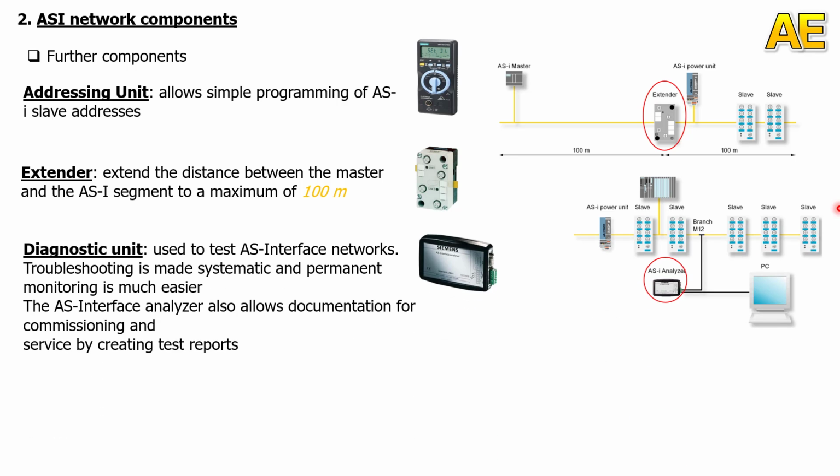Next one, the diagnostic unit. It's used to test the ASi network. Troubleshooting is made systematic and permanent monitoring is much easier. The ASi analyzer also allows documentation for commissioning and service by creating a test report. Here you can see the picture of the diagnostic unit or the ASi analyzer, and this is the position of the analyzer in the schematic of ASi.